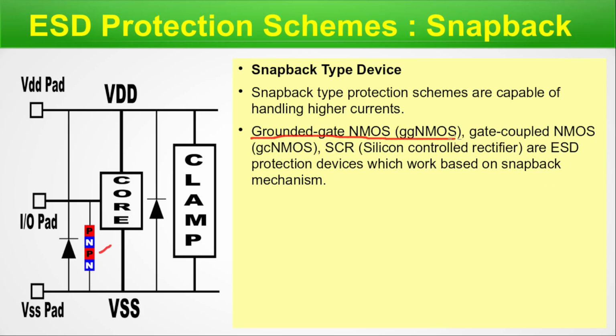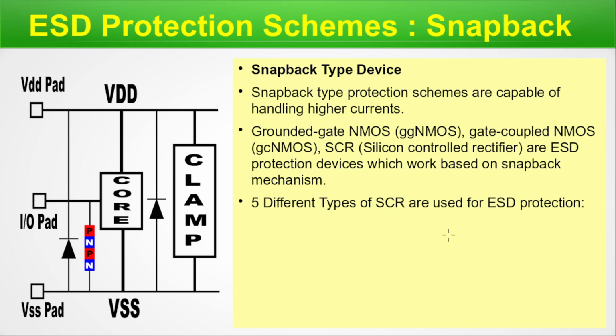Gate grounded NMOS, GGNMOS, and gate coupled NMOS, GCNMOS, and SCR, that is silicon controlled rectifier, are ESD protection devices which work based on the snapback mechanism. In the SCR slide we will show you the graph of what snapback means. Now let us see what types of SCRs are used here. Five different types of SCR are used for ESD protection.